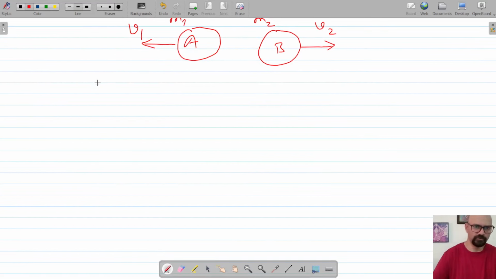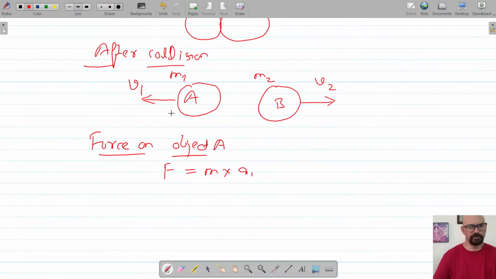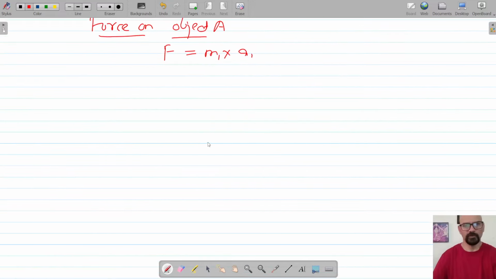Now, let's say the force on object A. We know that force is given by mass into acceleration. So after collision, let's say A moves with acceleration a1 and B moves with acceleration a2. So the force on object A will be m1 into a1. Now the acceleration: we know that acceleration is the change in velocity over time. So for object A, its final velocity is v1 and initial velocity is u1, divided by t.